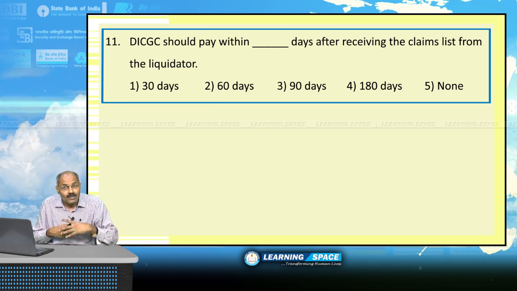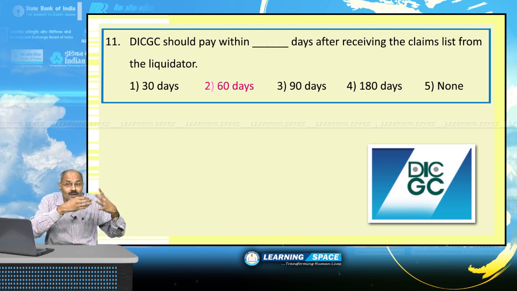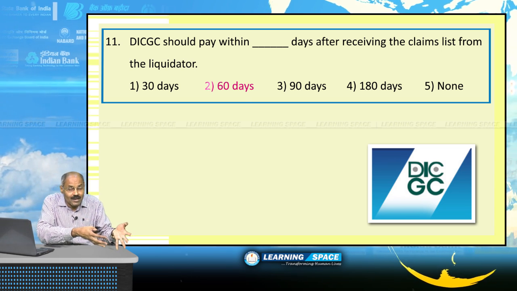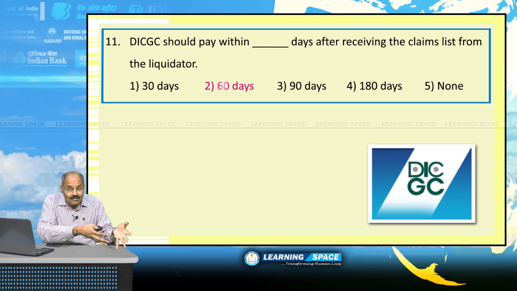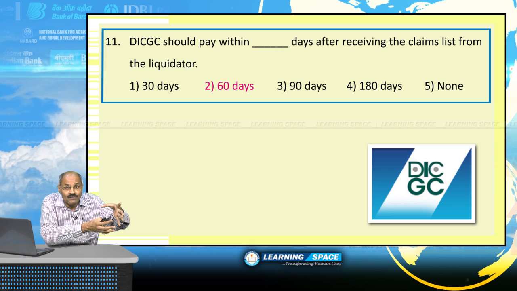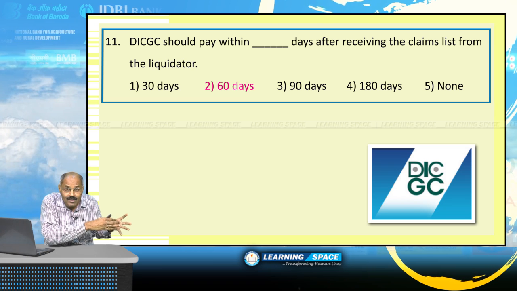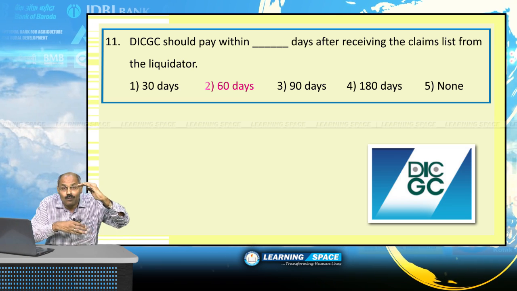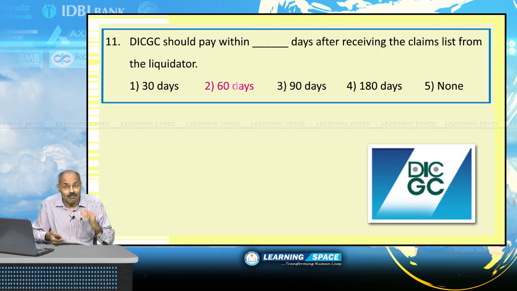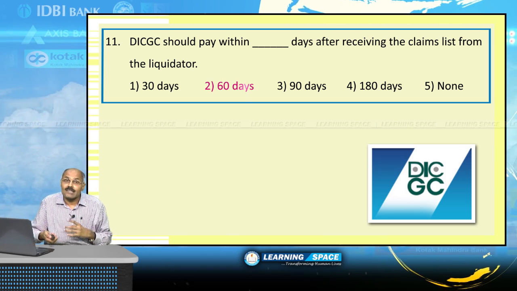Look into the next one. DICGC should pay within 60 days after receiving the claims list from the liquidator. Your bank has gone into liquidation. It is going to be closed. And after receiving the list of the depositors from the official liquidator, DICGC has to pay you a maximum amount of rupees 1 lakh within 60 days. Please don't forget, the maximum amount is rupees 1 lakh and you have to get the payment within 60 days.